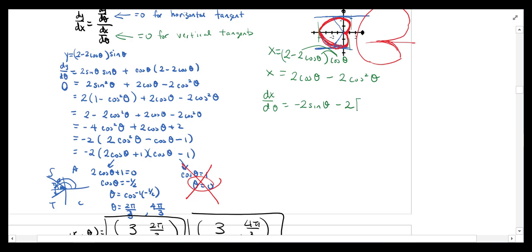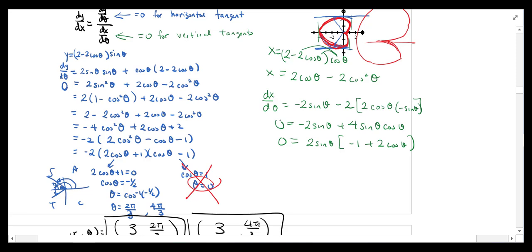The derivative of cosine squared: bring the 2 down. Did you think chain rule? You got it. The derivative of the inside function of cosine is negative sine. So if you were to simplify this, negative 2 sine theta plus 4 sine theta cos theta. To solve it, let's factor out 2 sine theta this time. Negative 1 plus 2 cosine theta. And of course, this has to equal 0 for the vertical tangents.